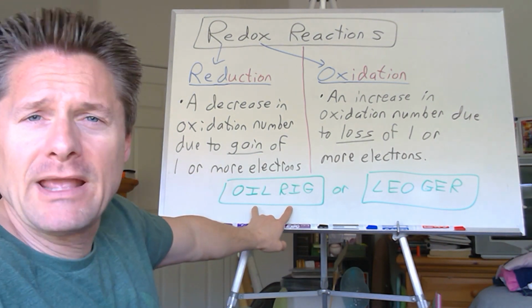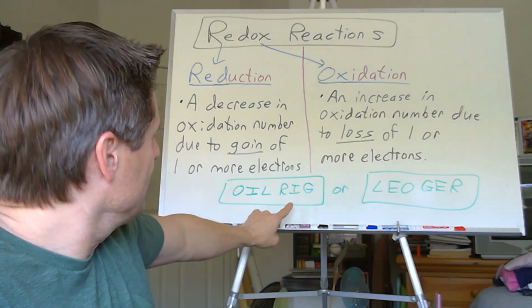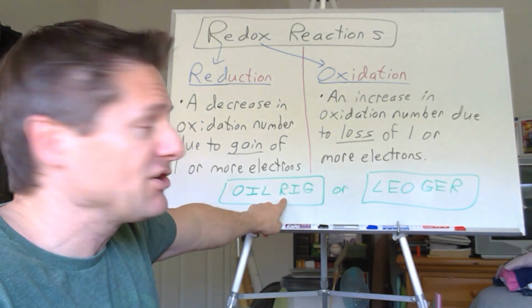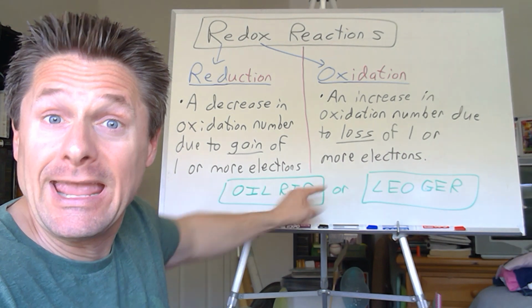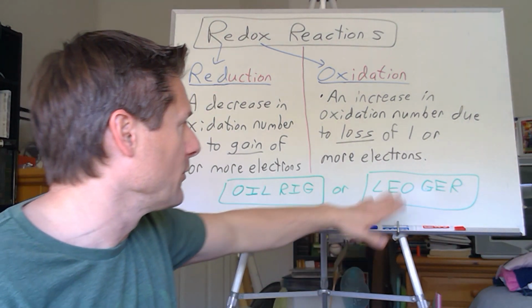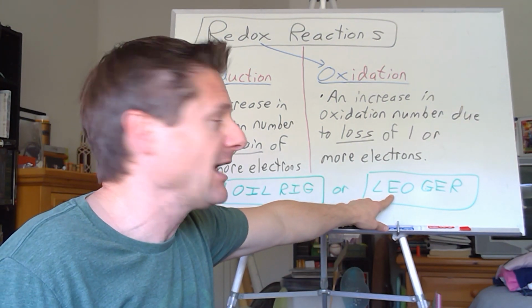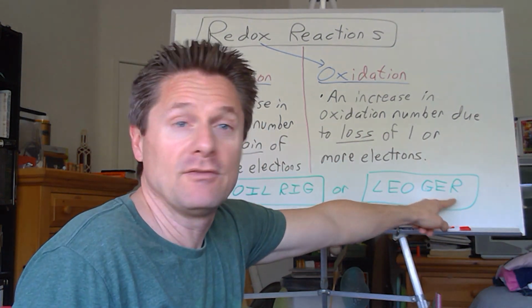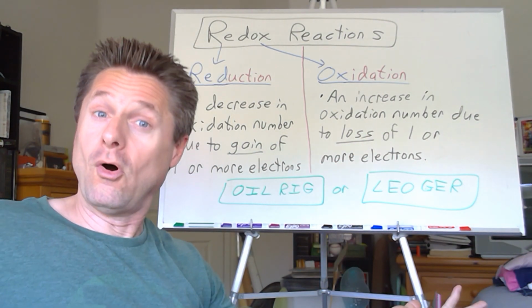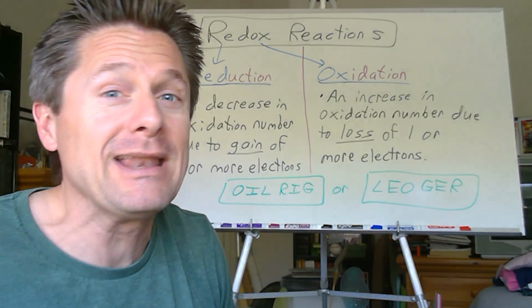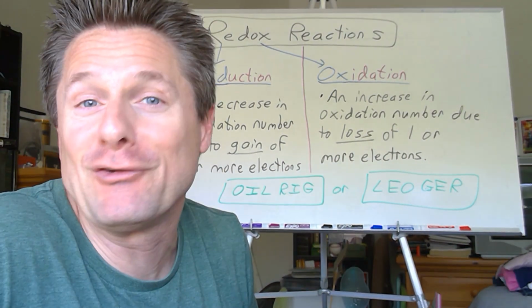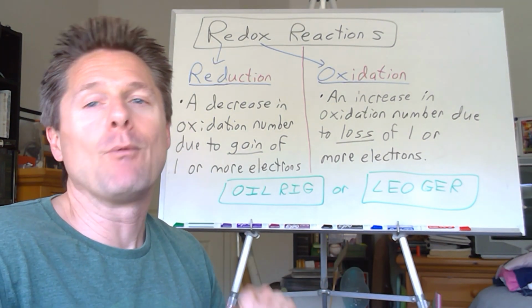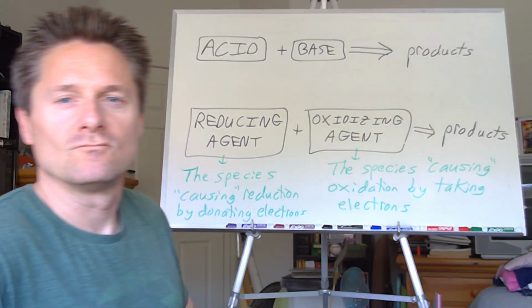But I've seen OIL RIG. I remember learning this when I was in undergrad school. Oxidation involves loss, and reduction involves gain, of electrons, of course. And with LEO-GER, loss of electrons is oxidation, gain of electrons is reduction. However you need to remember it, this professor doesn't care. All right, let's compare acid-base reactions to redox reactions, and we'll get into some definitions.